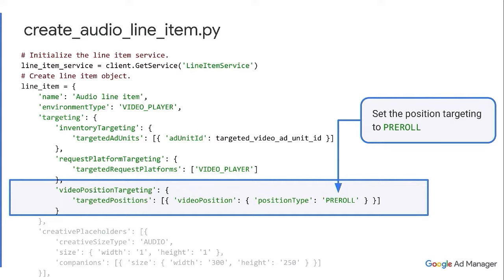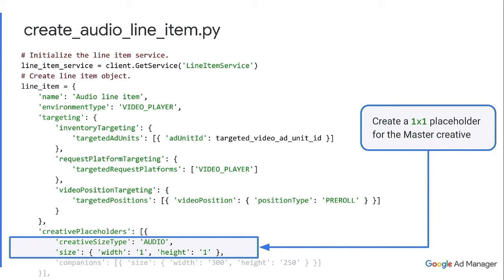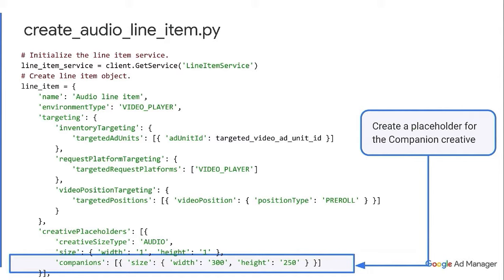If you want to target the ad request at the beginning of a content stream, you can add a video position targeting with position type pre-roll. In order to associate an audio creative to a line item, you need to set the creative placeholders for the audio creative to 1 by 1. If your web or mobile app has a place to display a companion banner, you can set the sizes of the banner's placeholders as well. In this example, I used 300 by 250 for a medium rectangle companion banner.